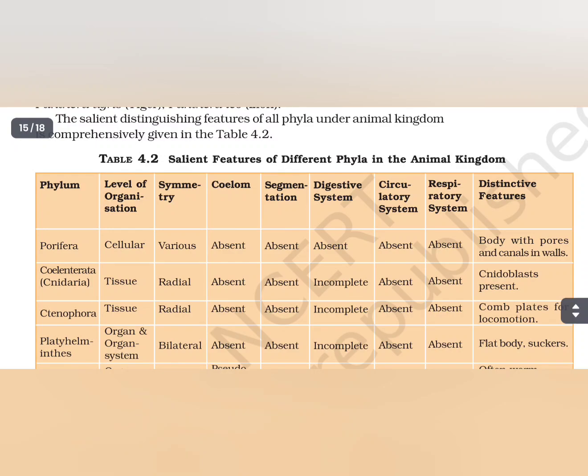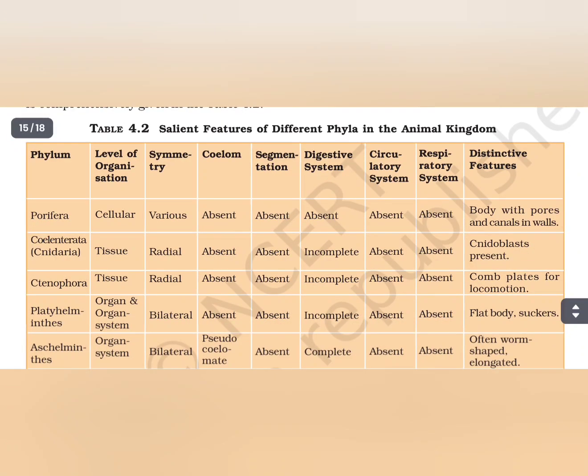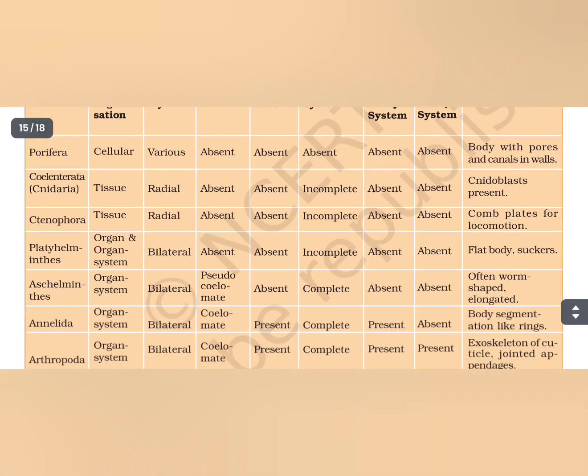Slight features of different phyla in the animal kingdom. You should read it yourself.